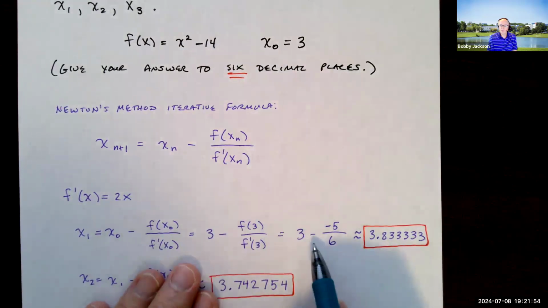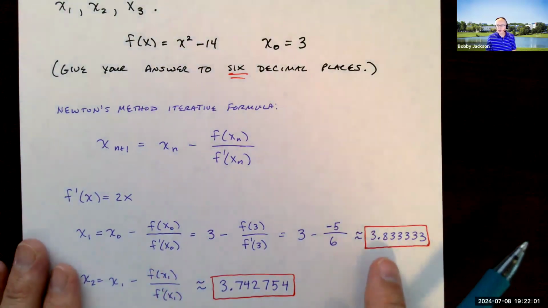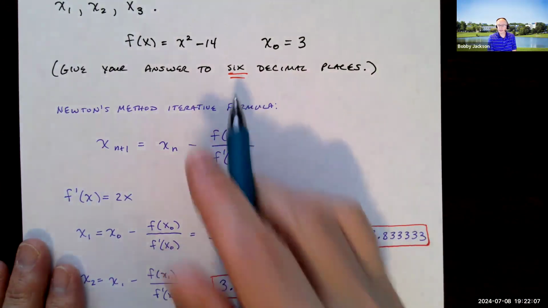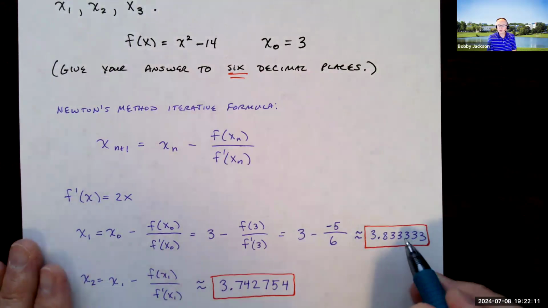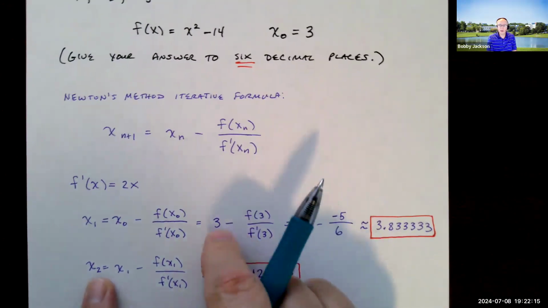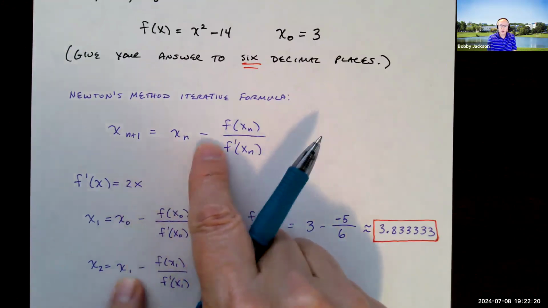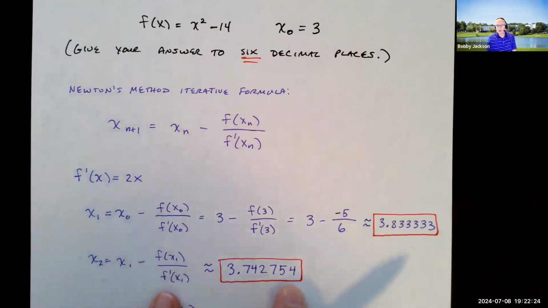So notice this is 3 minus a -5 over 6, so it's 3 plus 5 over 6. If we do 3 plus 5 over 6, it's going to be 3.8, repeating 3 forever, right? We're going to round that off to 6 decimal places. So 1, 2, 3, 4, 5, 6. So there's your result. Now, what about x of 2? Well, with n equal 1, x of 2 is x of 1 minus f of x of 1 over f prime of x of 1, right?